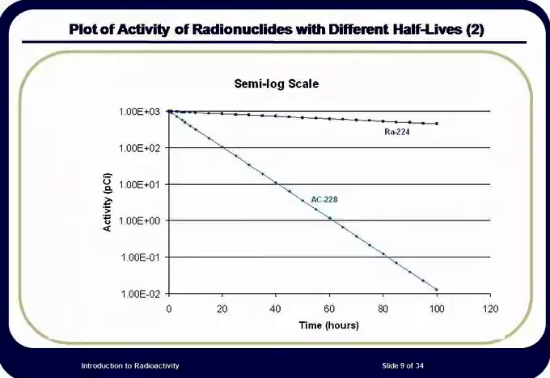The plots shown here are the same as that in slide 8, except the y-axis is logarithmic scale and the x-axis is linear scale. This is referred to as a semi-log plot. When the activity of a pure radionuclide is plotted on a semi-log graph, it always shows as a straight line, as seen here for these 2 radionuclides. If the plot has any deviation from a straight line, there is a contribution to the total activity being measured from another radionuclide.